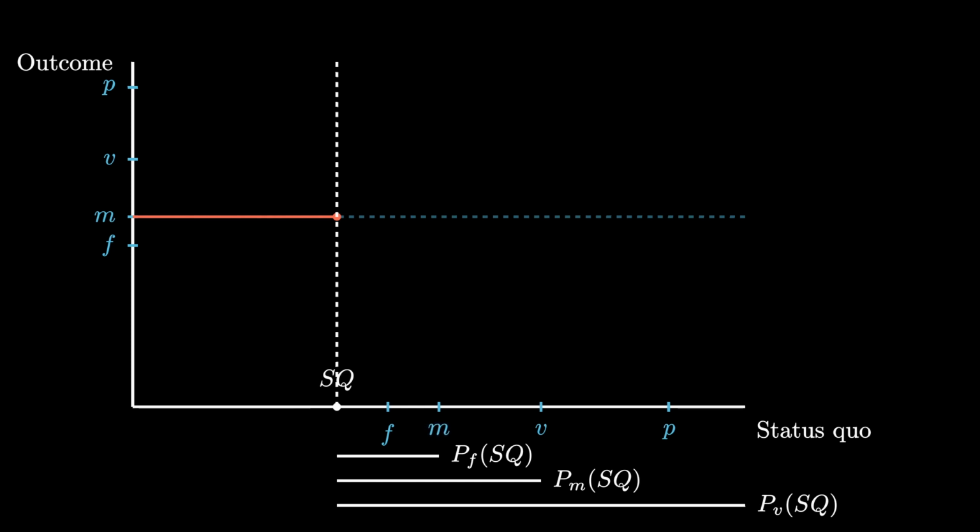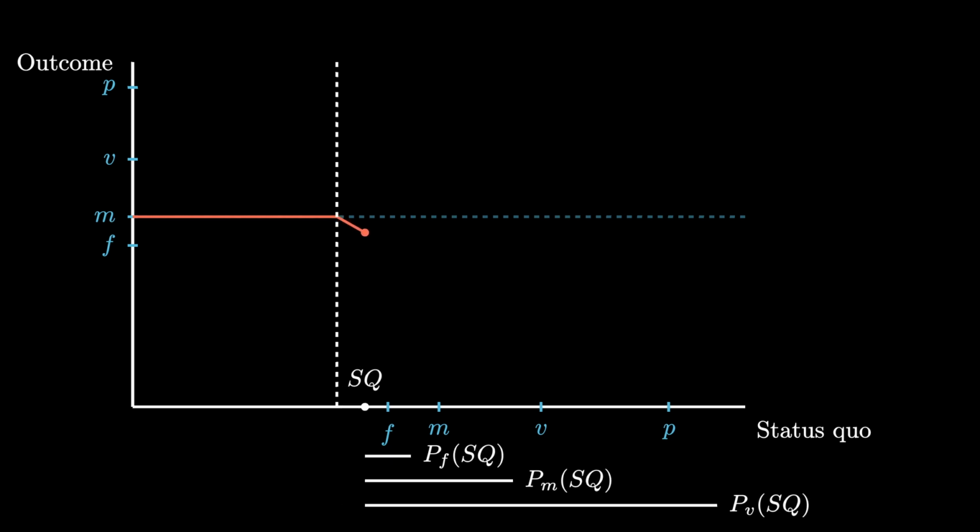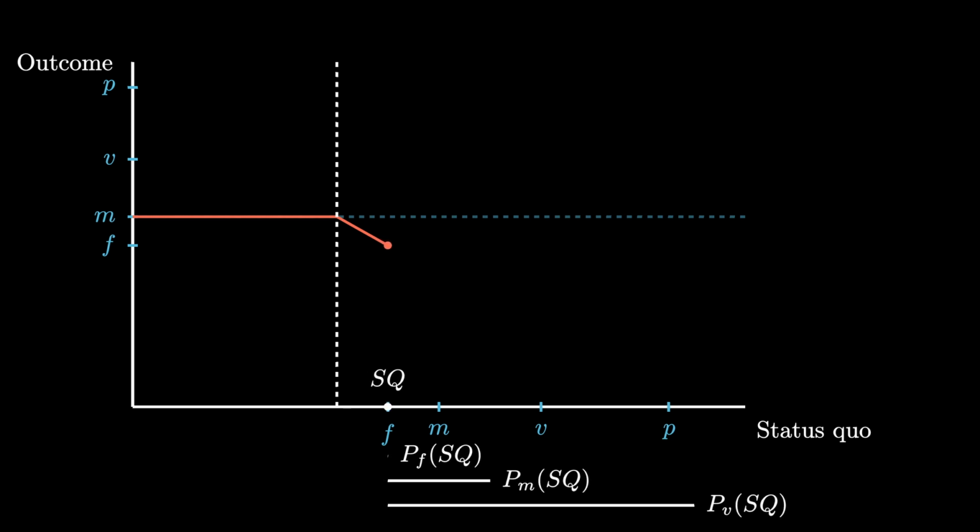As we continue to move right, although the median's ideal point is no longer in the win set, the win set is not empty. There are still policies that both the filibuster pivot and the veto pivot prefer to the status quo and that are closer to the median's ideal point. All the status quo points in this region will not fully converge to the median's ideal point, but they will move in the direction of the median, as far as the filibuster pivot will allow.